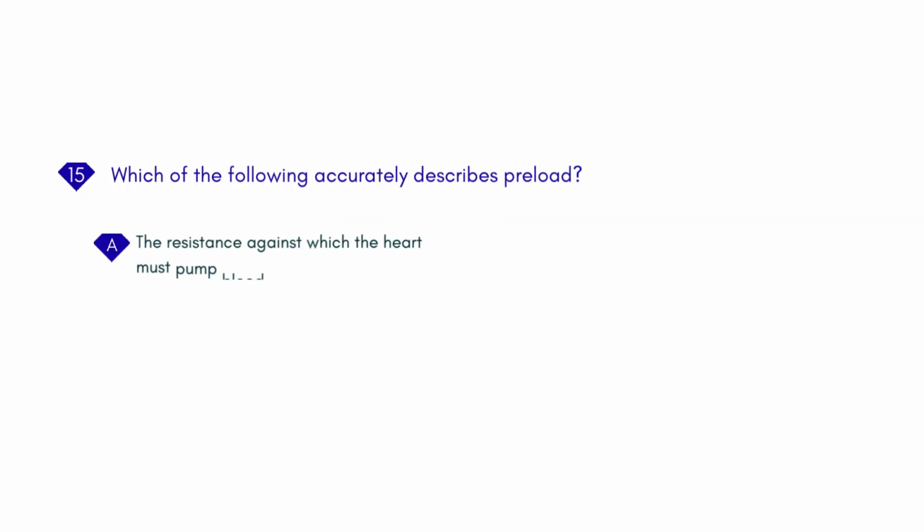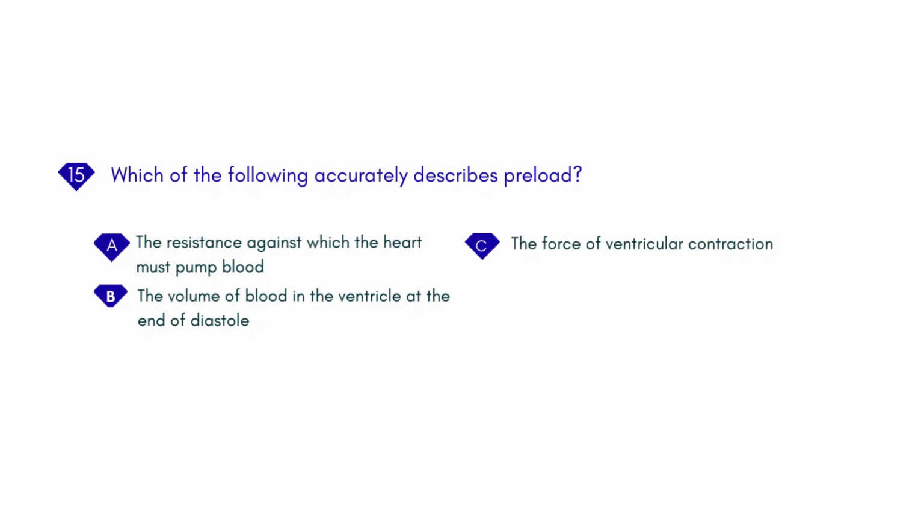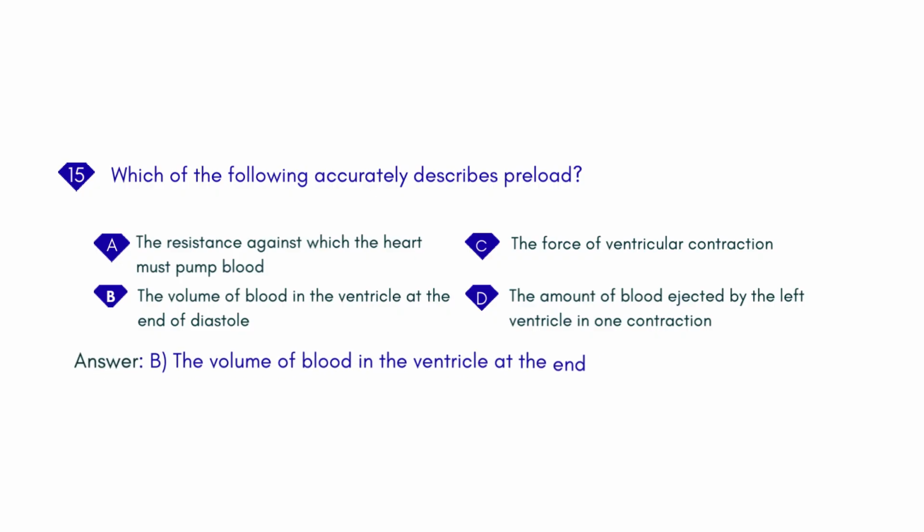A. The resistance against which the heart must pump blood. B. The volume of blood in the ventricle at the end of diastole. C. The force of ventricular contraction. D. The amount of blood ejected by the left ventricle in one contraction. Answer B. The volume of blood in the ventricle at the end of diastole.